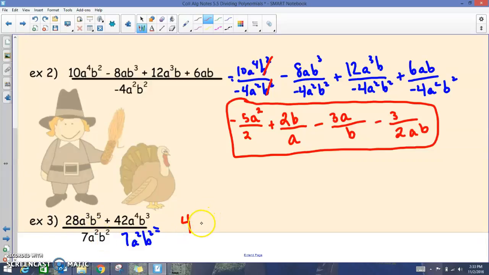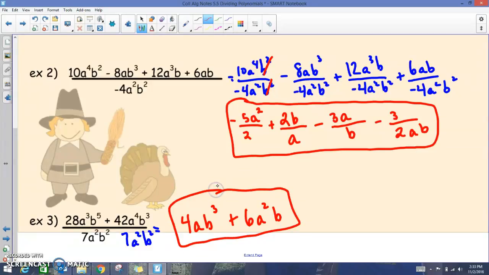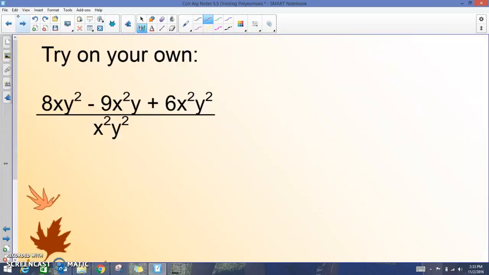Where do I have more a's? Well, I have one more on top. The b's, I have 3 more b's on top. And then 42 divided by 7 gives me a 6. Where do I have more a's? Well, I have 2 more on top and then 1 more b on top. And that is my answer there. Okay, so why don't you guys go ahead and try the next one on your own.